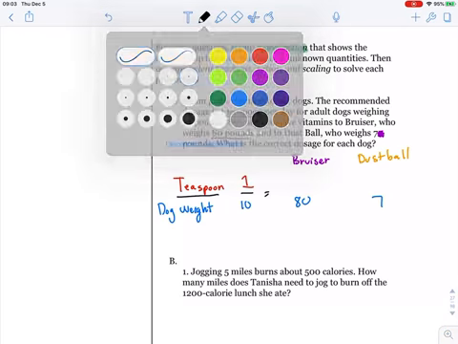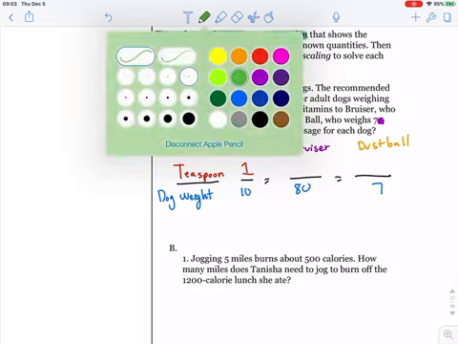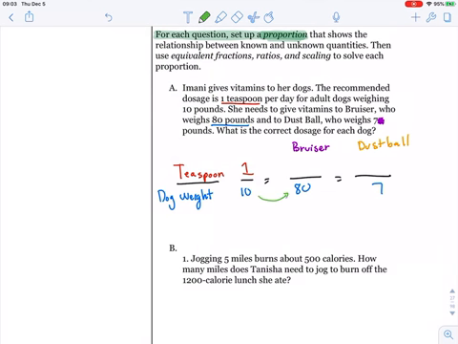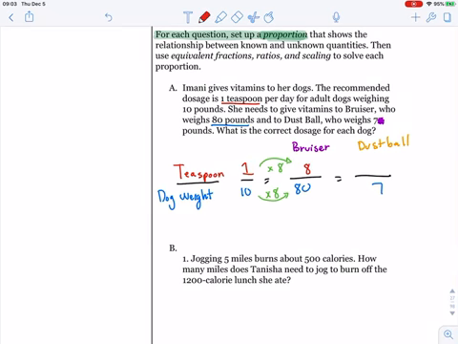Okay, so I got to use this ratio and make them proportional. They all have to be equal to each other. Okay, now the amount of change for Bruiser, that's pretty easy. That's times 8. So to get Bruiser's medicine, he needs 8 times that 1 teaspoon. He gets a total of 8 teaspoons.